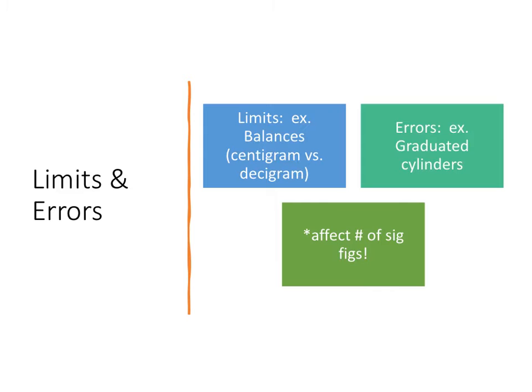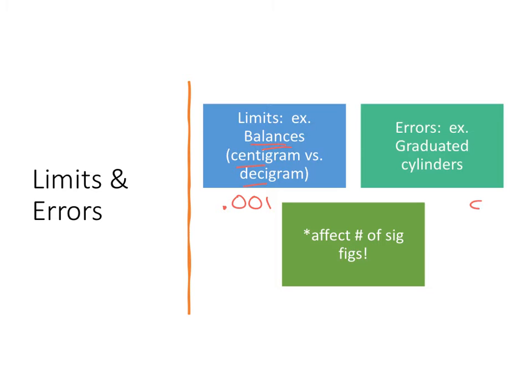All right, so when we look at a balance, for example, if it goes down to the centigram versus the decigram, we are looking at whether we are going to the 10th place, the 100th place, the 1000th place, or beyond. If we can go to the 1000th place, say 0.001 on a balance, that's pretty precise. The nice thing is when we have things that give us a number and spit back a number, we can pretty much trust that.